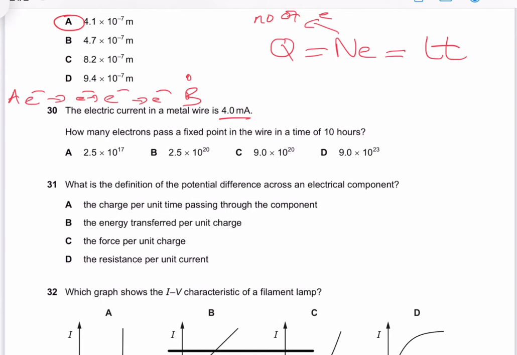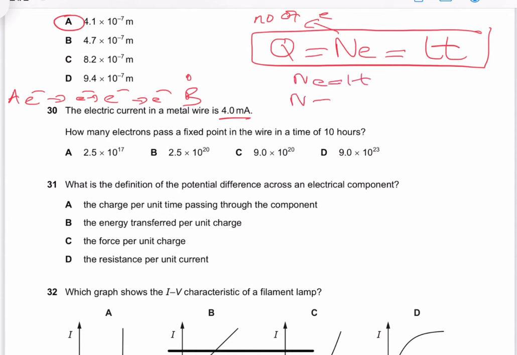So if you remember this equation, you can apply it in any scenario. Whenever you see the words number of electrons, think of that equation. Whenever you see the words current and time, think of how all of those are connected. So we want to find the number of electrons. If we rearrange this, we know that Ne is equal to I times t. Therefore, N is equal to It divided by e, right?